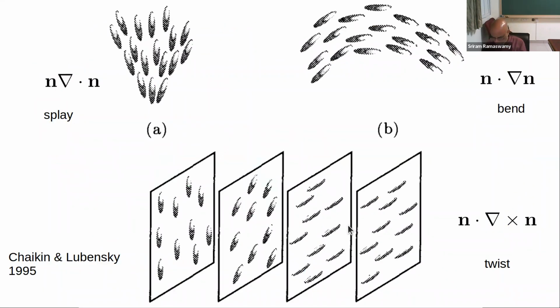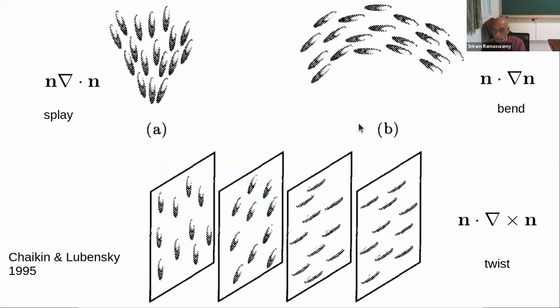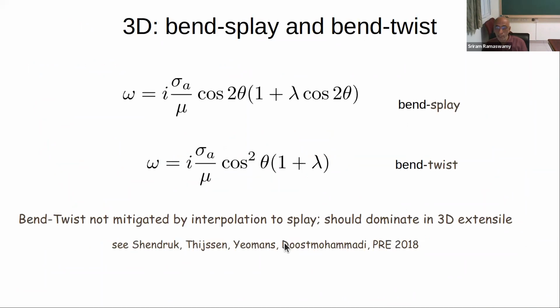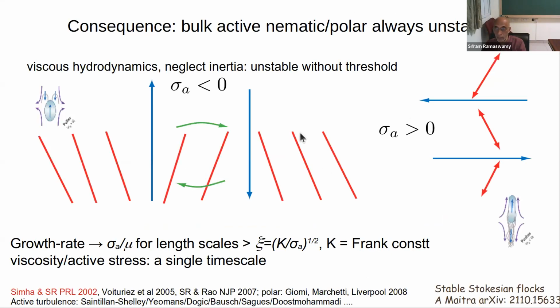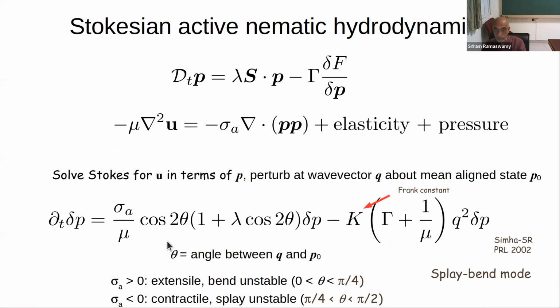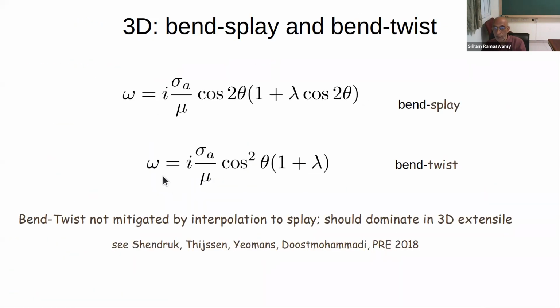And in more detail, if you work this analysis out in 3 dimensions, because in 3 dimensions there are 3 kinds of liquid crystal deformations: splay, bend, and twist. It turns out there are 2 kinds of instability modes. The one I just sketched for you in these cartoons, which interpolates between splay and bend with this kind of relaxation rate, this guy, and another which interpolates between twist and bend with this kind of relaxation rate.